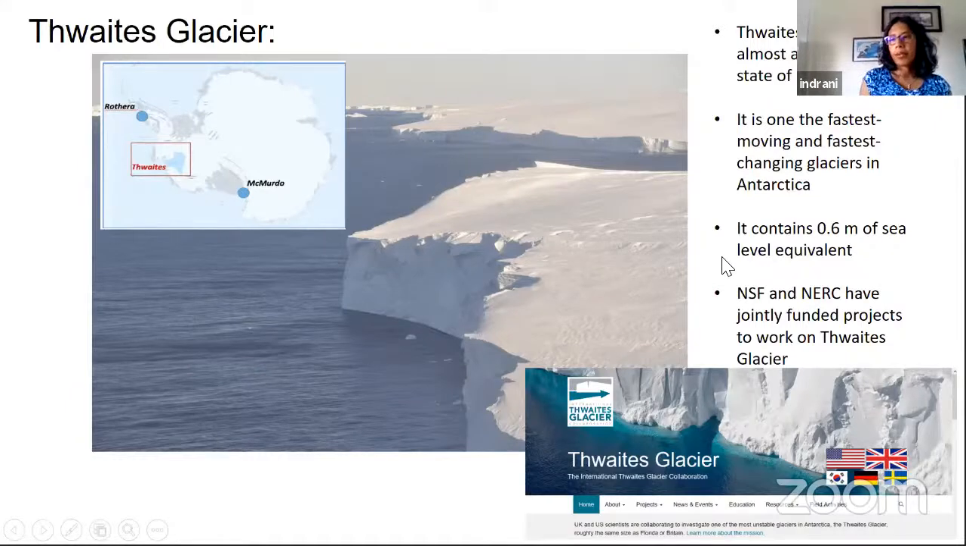But just as a word of caution, it is changing very rapidly, but we do not expect it to collapse immediately. That's the one thing we have to keep in mind. It will take centuries for it to collapse totally, but it will keep on contributing to sea level rise, and we don't want that. It is so important that NSF and NERC, so NSF is the US funding agency and NERC is the UK funding agency, have joined hands to fund 8 projects we call the International Thwaites Glacier Collaboration to monitor the glacier, and I'm part of one of the teams.